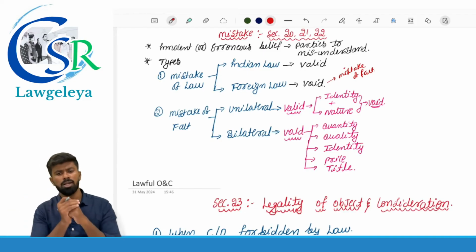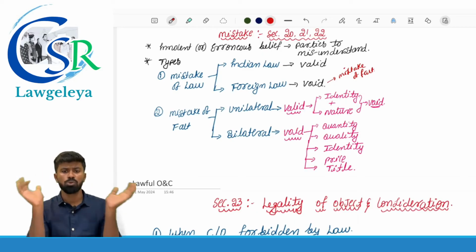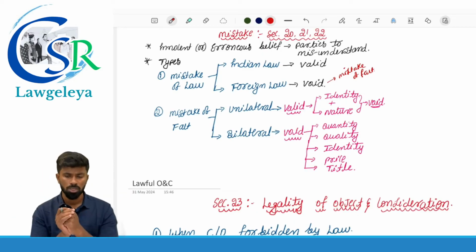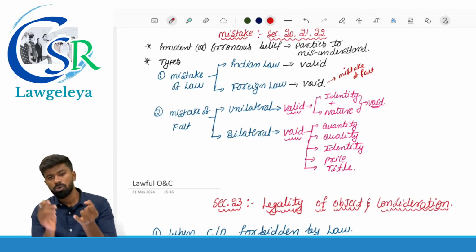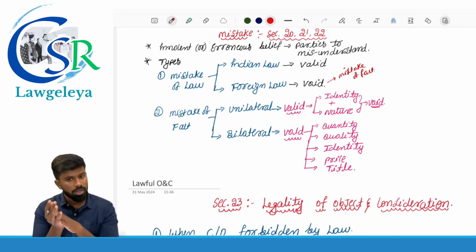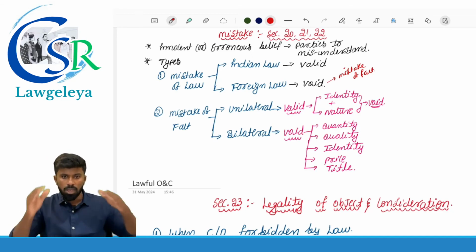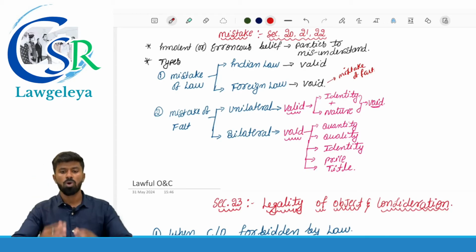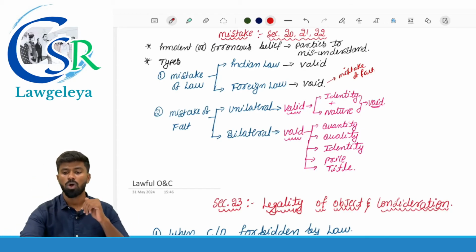Bilateral mistake, the agreement is absolutely void. Why? Because there is no mutual consent. There is no meeting of minds. This bilateral mistake can be about quantity, quality, identity, price or title. So if there is a bilateral mistake, the agreement is void, not enforceable by law. Section number 22.